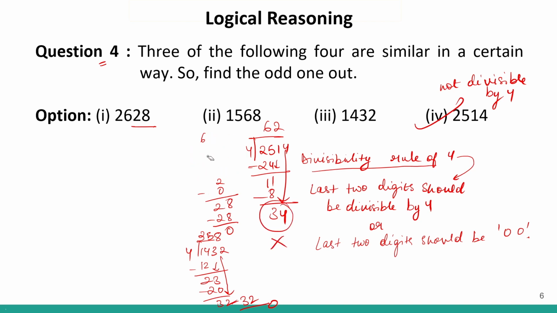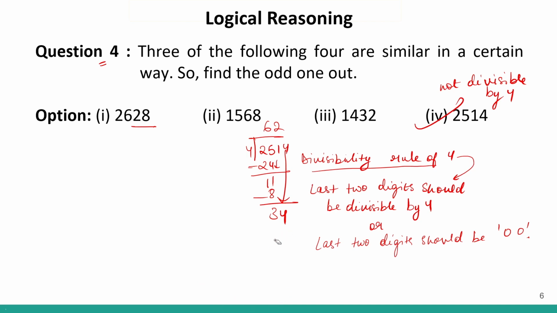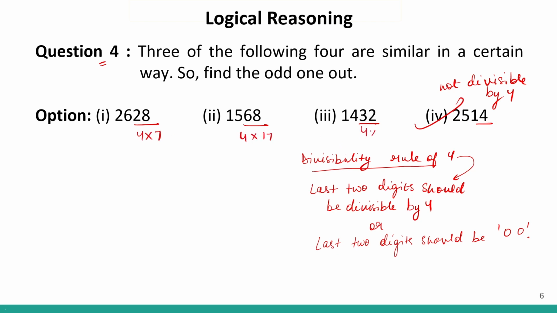So we actually didn't have to do all this. You can just check by the divisibility rule. You should be aware of the divisibility rule of a number. If you know the divisibility rule, you would not have to spend so much time doing long division. Just by looking at the last two digits, you could say this is 4 into 7, this is 4 into 17, and this is 4 into 8. So these numbers are divisible by 4, but this particular number, because 14 is not divisible by 4, therefore this one is different. This one is the odd one out. Clear?